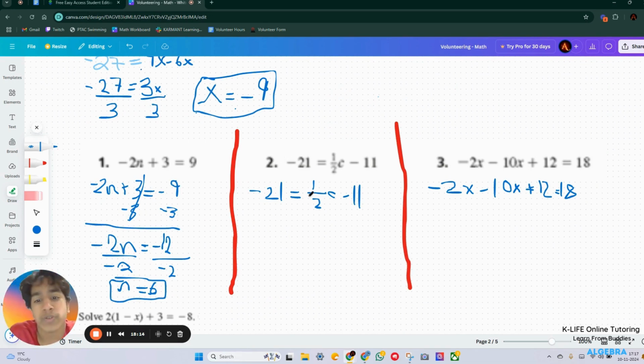Okay, so number two is -21 equals half C, actually half C minus 11. I always say 1/2, but it's actually half C minus 11. Okay, so what you want to do in this one is see half C as a variable, or like a number in the variable. So we're gonna isolate half C. You see, I mess up every single time. It's okay. Half C is gonna be the thing which is gonna be isolated, right? So what we're gonna do is plus 11 on both sides, as the addition property of equality says.